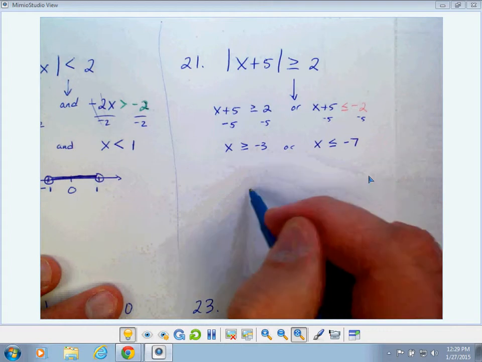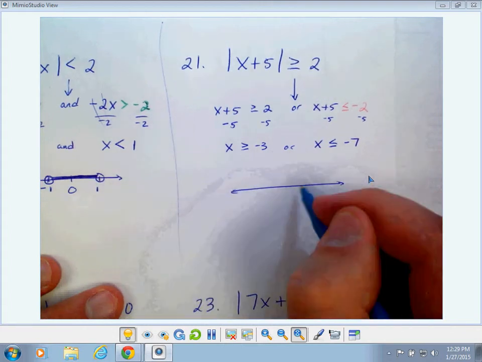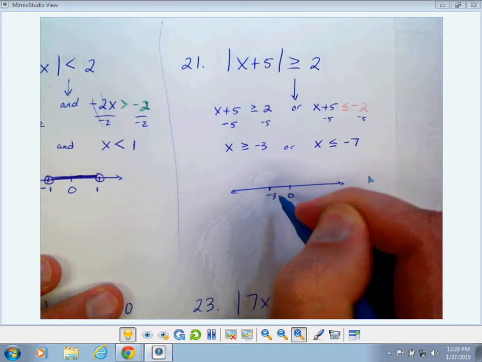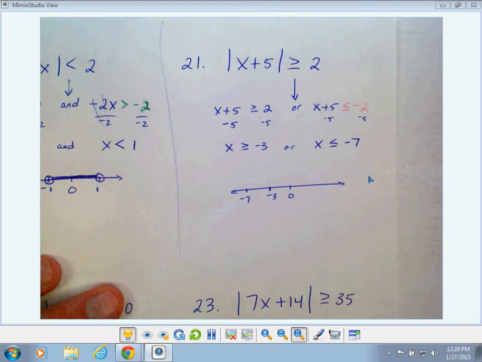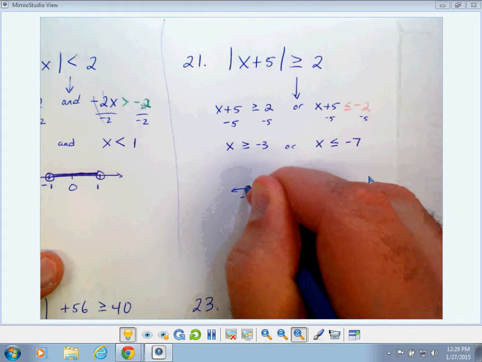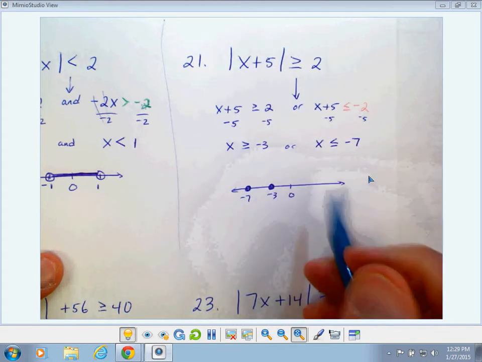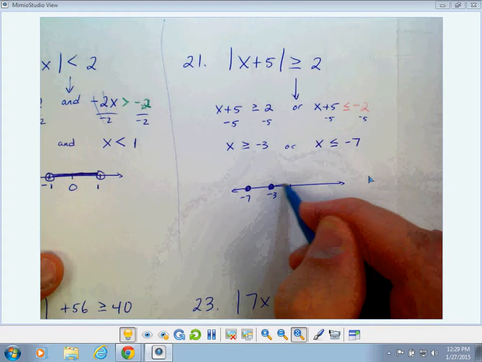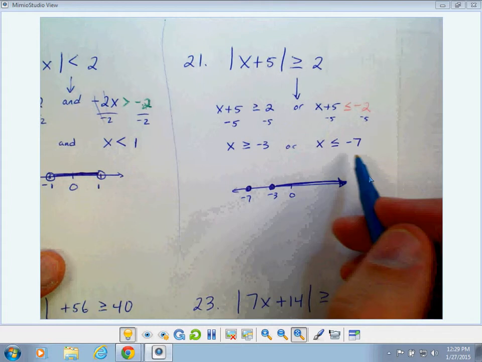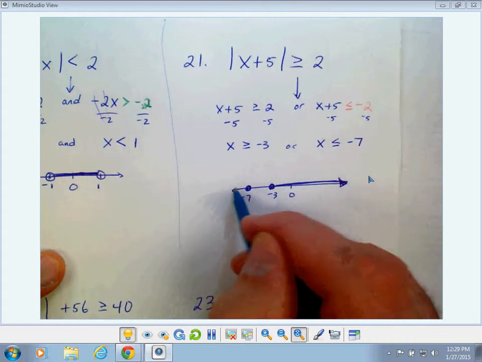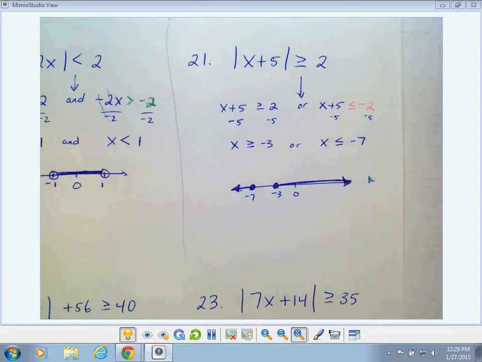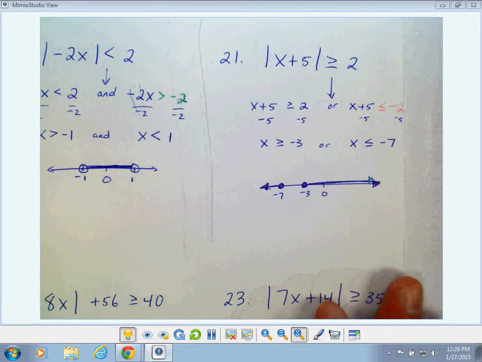Since it's an or, I should expect that the inequalities will go off in different directions. So -3 and -7, they're both over here. They both have equals to symbols, so that means solid dots rather than open circles. Greater than or equal to -3 would be this way. Greater than goes to the right. And less than or equal to -7 would be on this one, this direction. So you can see I have shading going off in opposite directions there, as opposed to the and problem where the shading was in between.